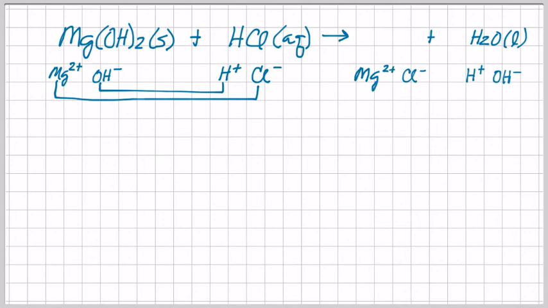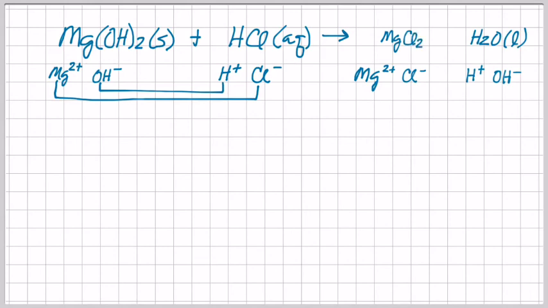Magnesium and chloride, we're looking at the signs, the charges, +2 and -1. So that tells me I need 2 chloride ions for every magnesium.